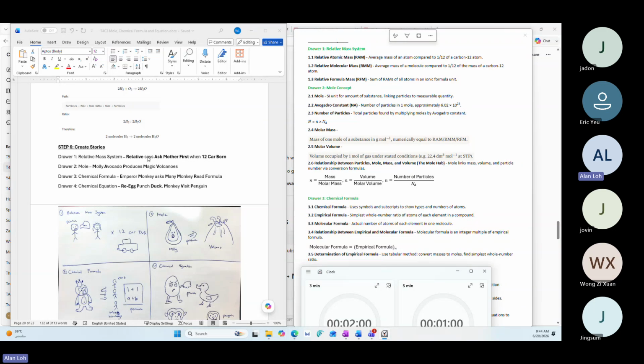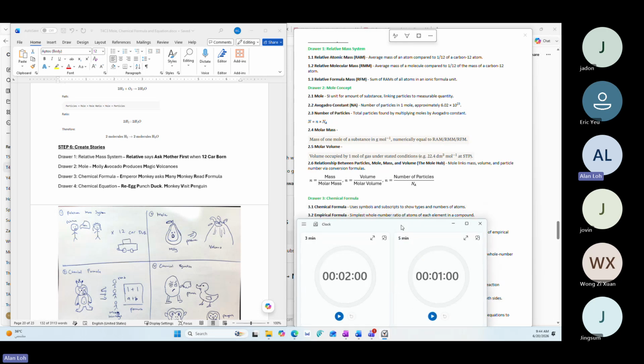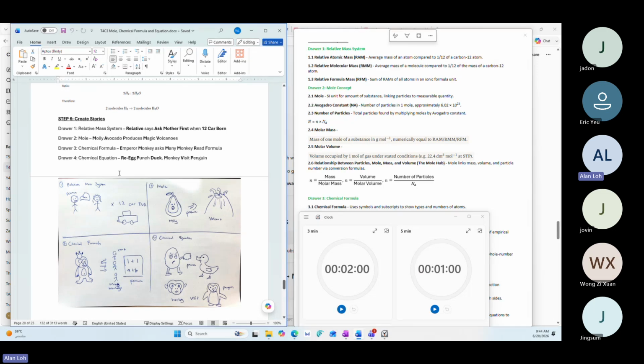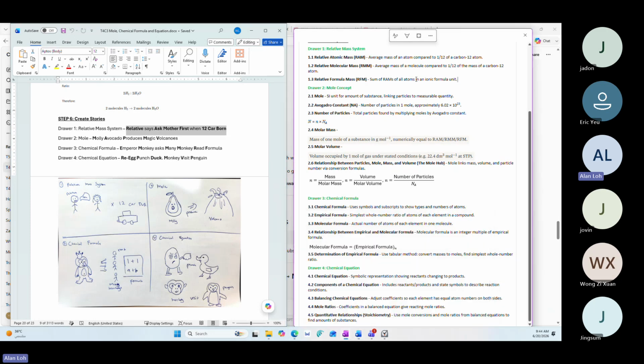Right. So step 6. Some people like this step, some people don't like this step. But this step is important. So let me tell you what is important over here. There are 4 stories, 4 drawers. Each drawer has their own story. And the objective or the goal of this story is to help you to remember some of the key messages or key points that are relevant to this drawer, right? Drawer number 1, or number 2, or number 3, or number 4. So that is the story.